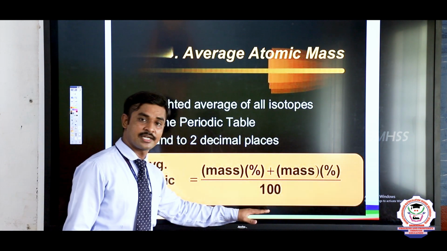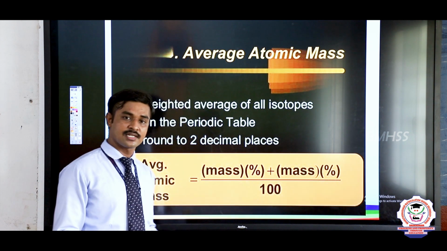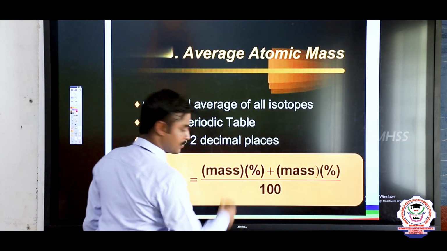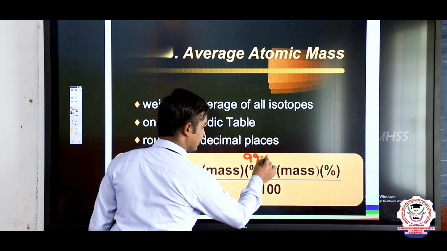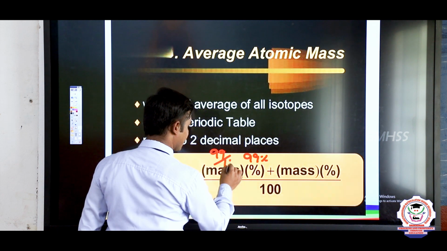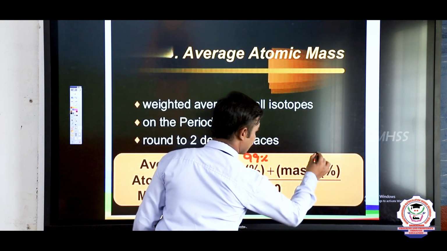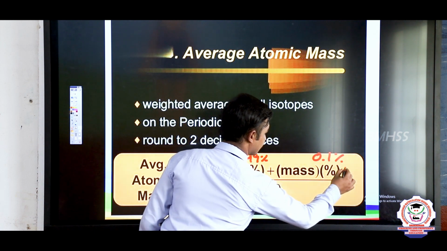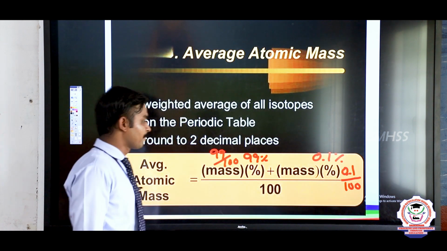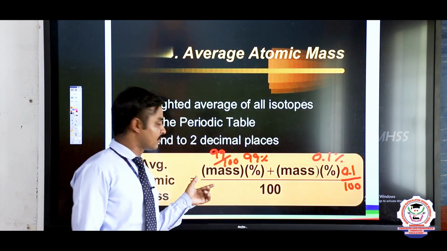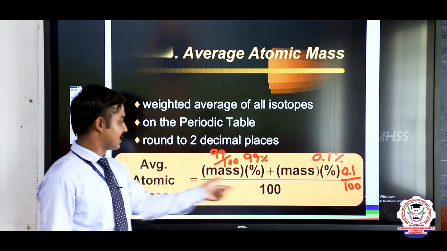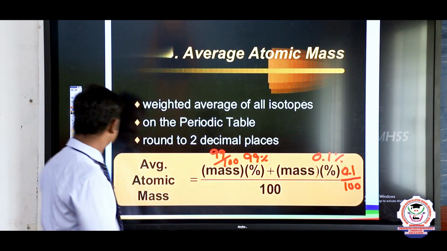Why are we dividing this by 100? Because the percentage is given as numbers. For example, if the percentage is 99, we can write 99 as 99 divided by 100, and if it is 0.1 percent, we can write this as 0.1 divided by 100. So to write this combined, we need to put 100 in the denominator. That is why we have 100 in the division. Okay, so this is the formula.